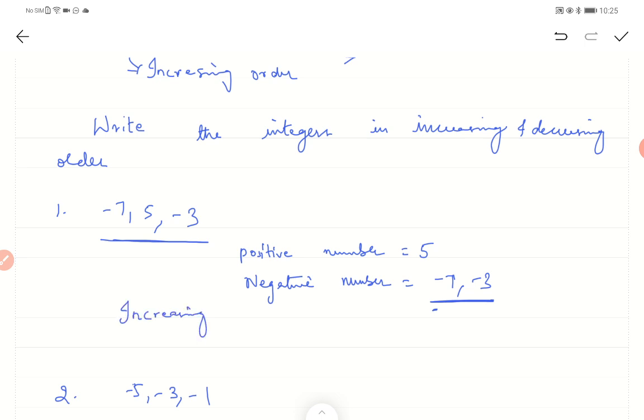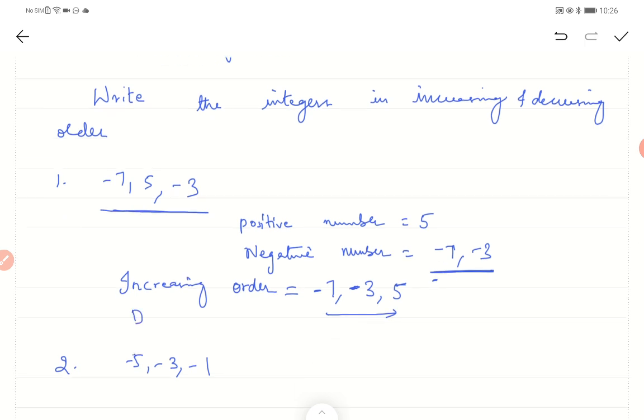Increasing order, that is smaller to bigger. Among these, minus 7 is the smallest, the next is minus 3, and the next biggest is 5. So we are going from small to big. Decreasing order is just the opposite. So you will first get the first biggest number.